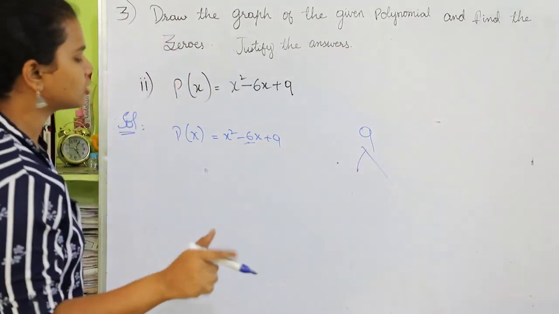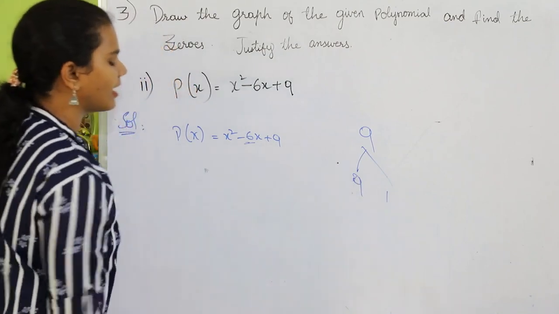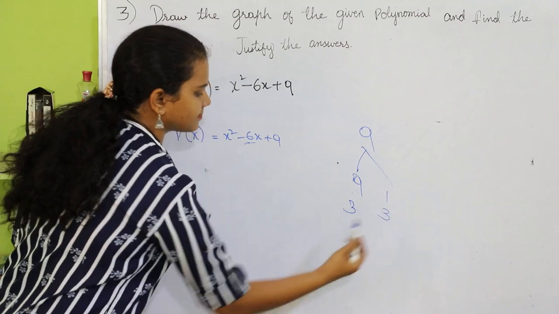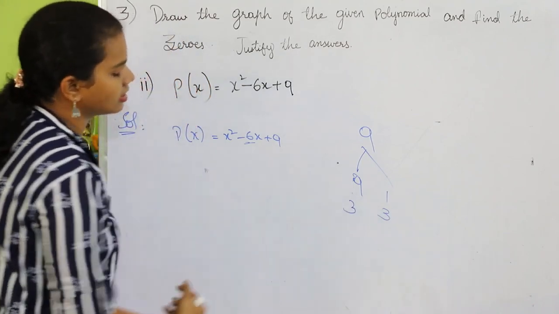Okay. Find the factors for 9. So what happens here? 9 × 1 will be the first factor. 9 × 1 is 9. And 3 × 3 is 9. That's all. So 9 × 1 is 9, so that is a factor pair, and 3 × 3 is 9 is also another factor pair.